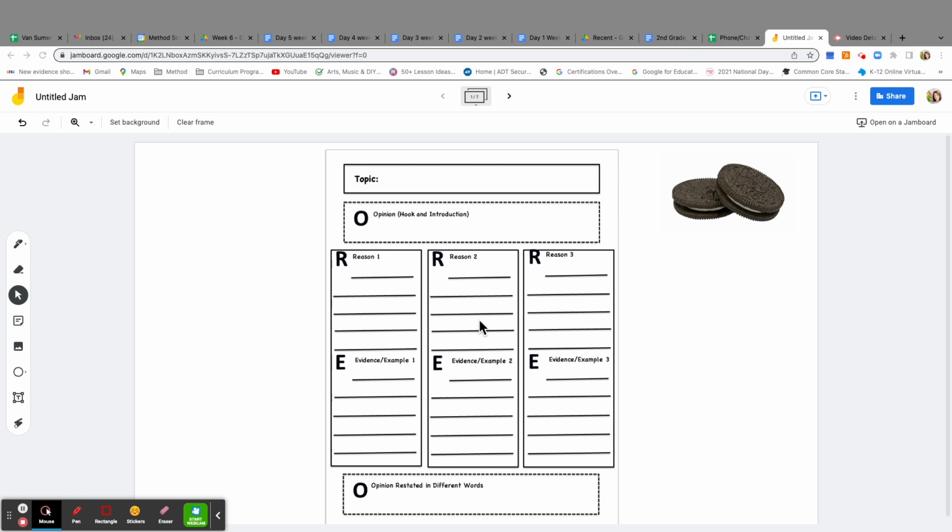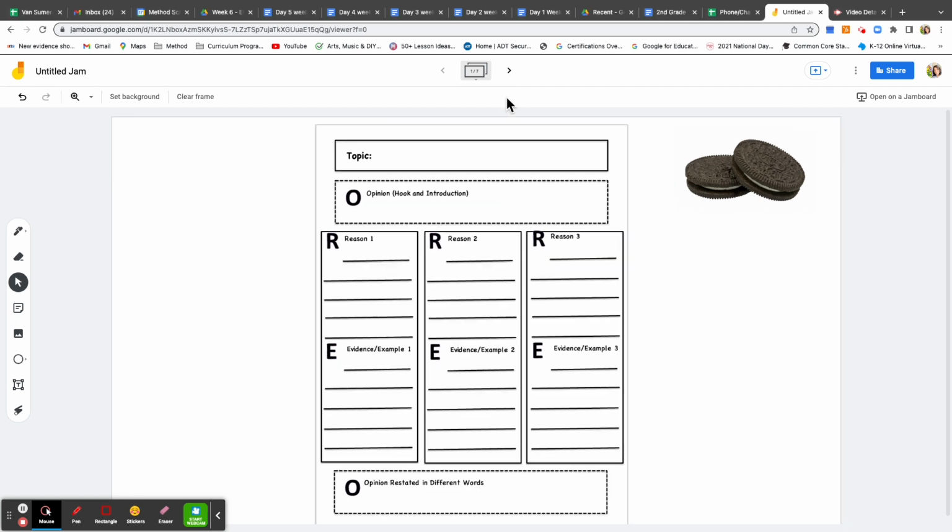In the last assignment, we learned about the Oreo method for opinion writing. Remember that Oreo stands for opinion, R stands for reason, E stands for evidence or examples, and the last O stands for your opinion, but restated using different words. Yesterday, we wrote our opinion, but today we are only going to focus on the R part, the reasons.